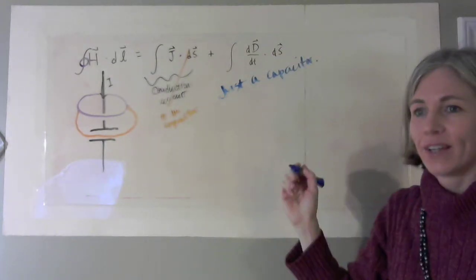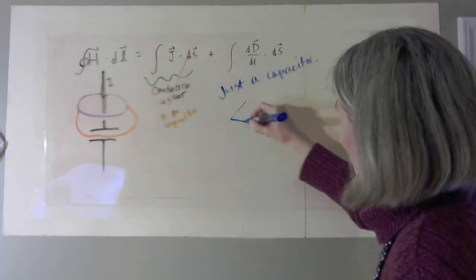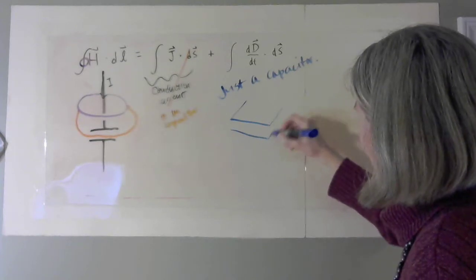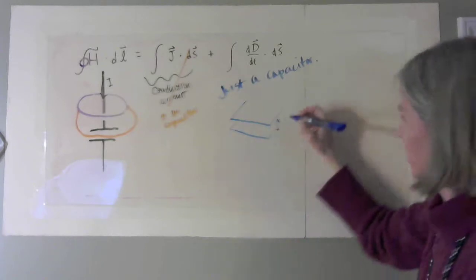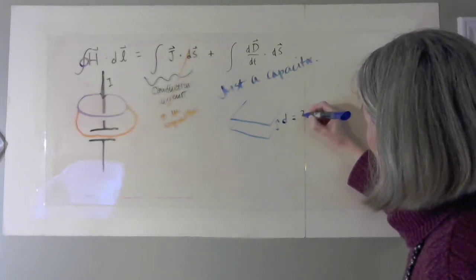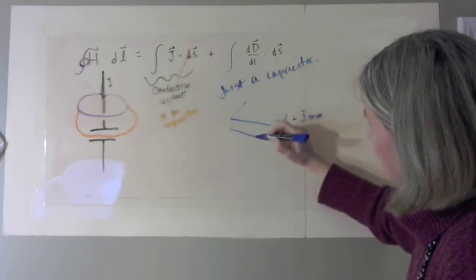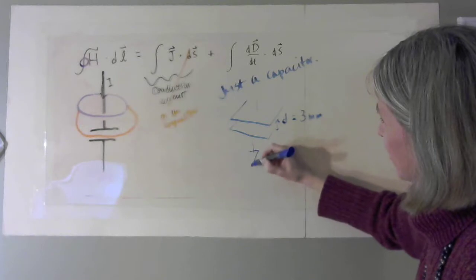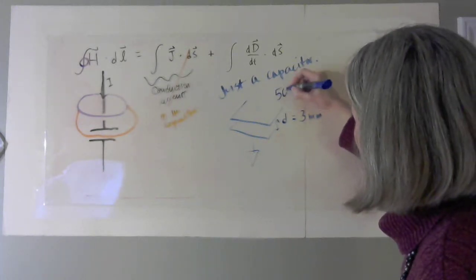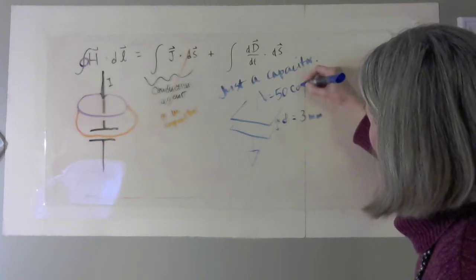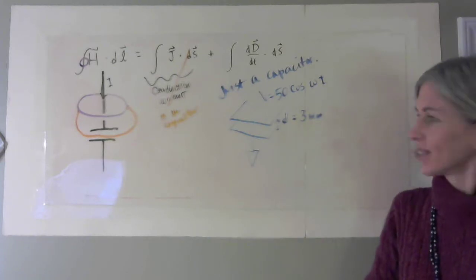What's the displacement current? I'm not talking about displacement current density. Say you've got a capacitor and it's got a gap of 3 millimeters, and you've applied a voltage to it. You've put one side at ground, and then on the other side you put a 50 cosine omega t AC signal.